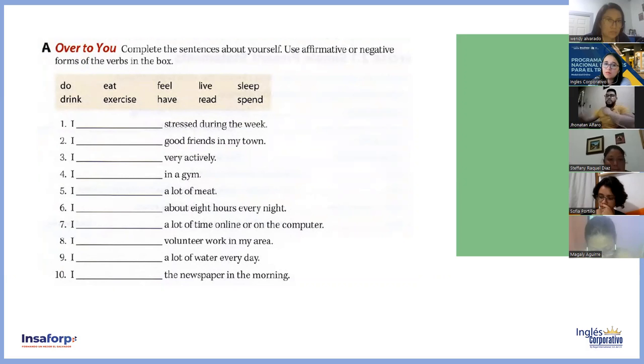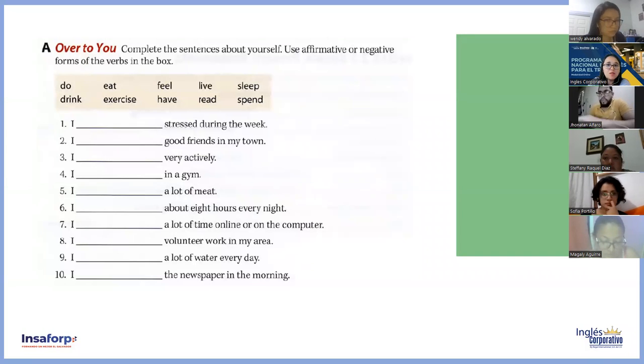I feel stressed during the week. I have good friends. I live very active. I don't exercise in a gym. I don't eat a lot of meal. I sleep about 8 hours every night. I spend a lot of time online or the computer. I do volunteer work in my area. I drink a lot of water every day. And I read the newspaper in the morning. Okay, very good. Thank you, Gabriela.